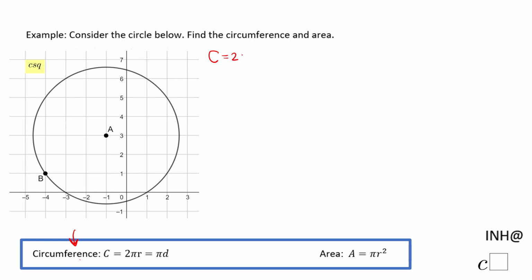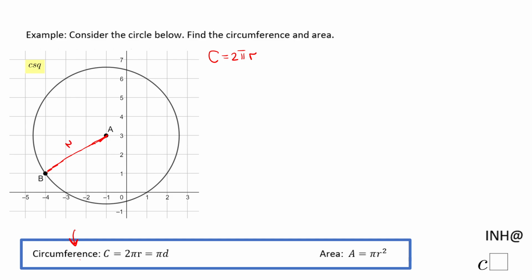So I'm going to use the first one, 2 pi r. For that reason I need to know the radius. And you notice here I have the 2 points. This A, which is the center, and this B, which is on the edge of the circle. That will be the radius. The question is, how do I find it?